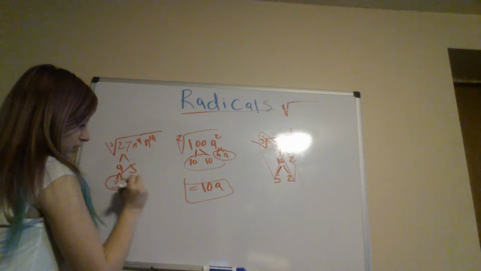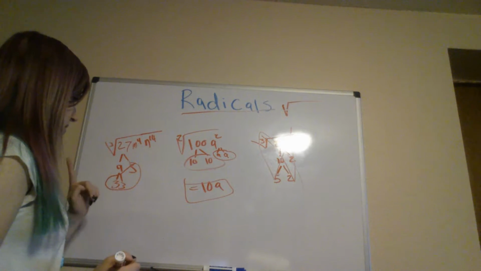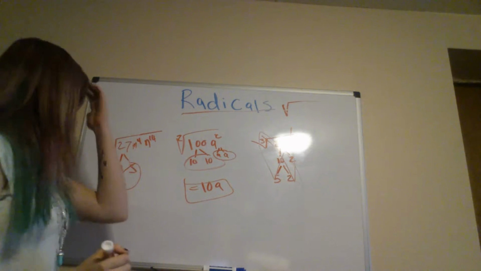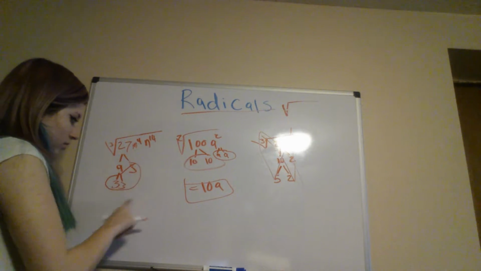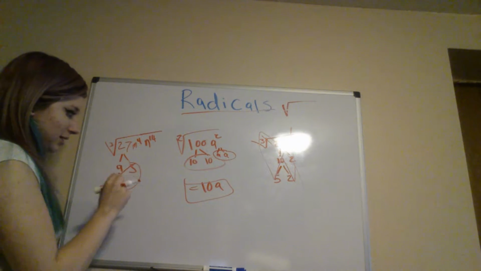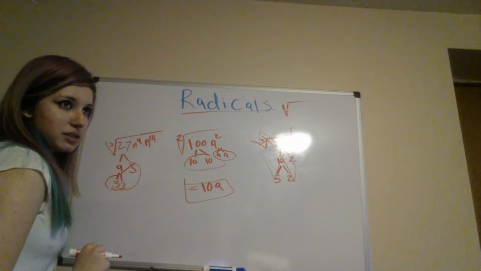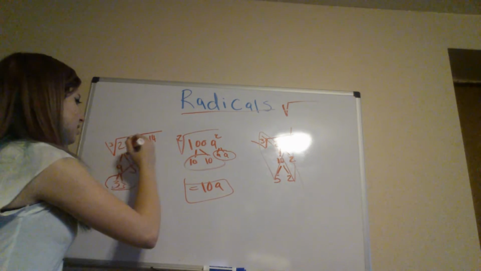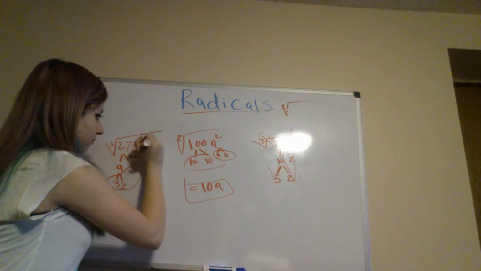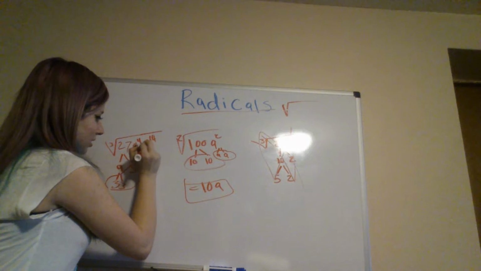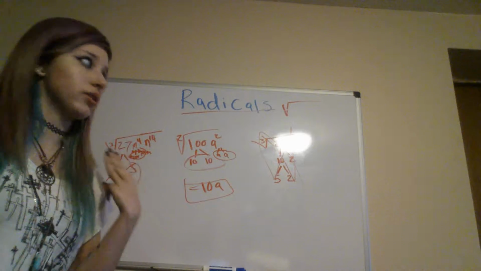Now the 27 breaks down nicely because we have one group of 3 threes. That makes sense, right? We're looking for a group of 3, and here's 3. It just so happens that the same number happens to be 3. Please tell me that makes sense. And then this m to the 4th, we have m, m, m, and m. That's 4. We have 3 m's in m to the 4th.